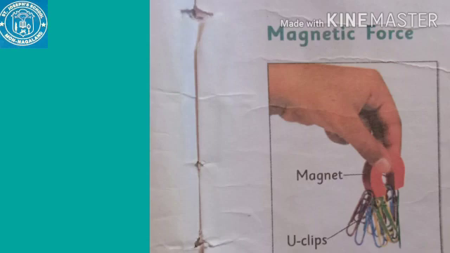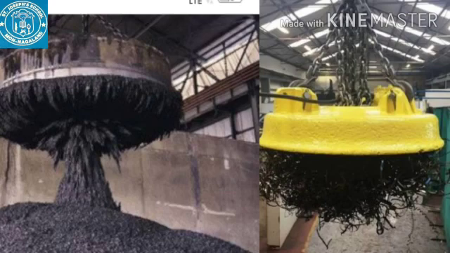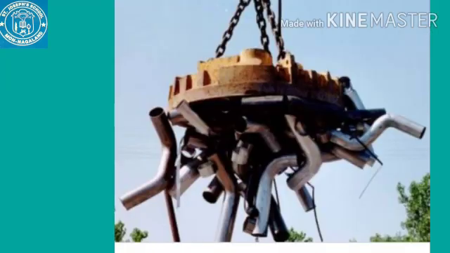Magnetic force. See, some powerful electromagnets are used to lift very heavy objects in workshops. Some iron pieces sticking to another iron object can be removed by a magnet. In many factories, iron is separated from the scrap by electromagnets.